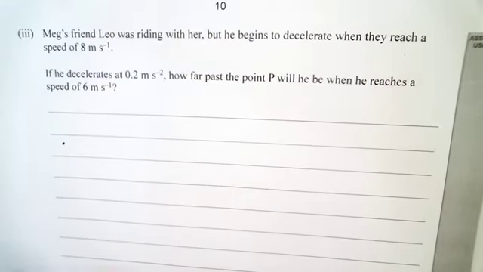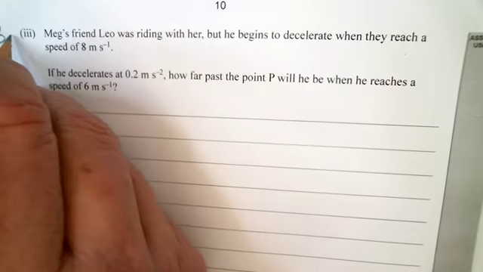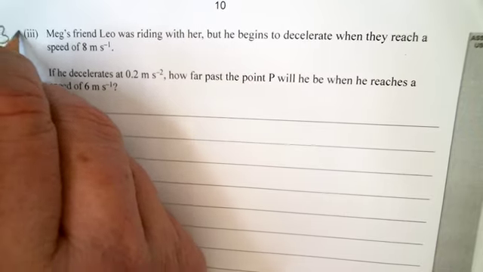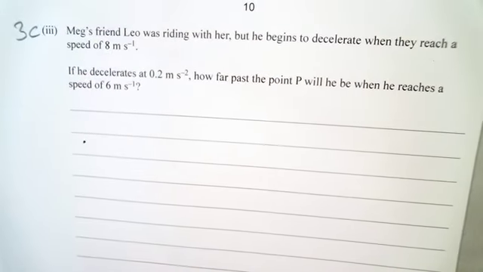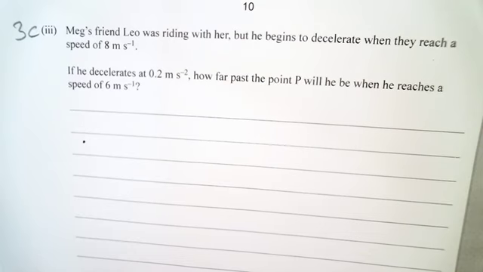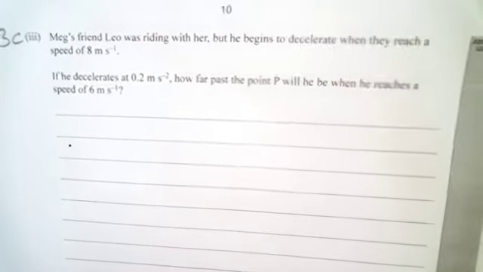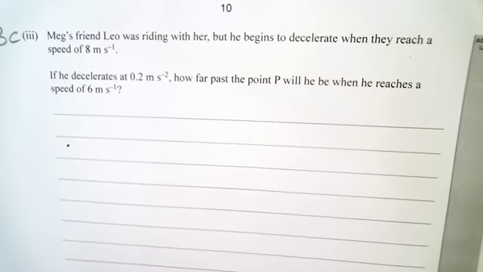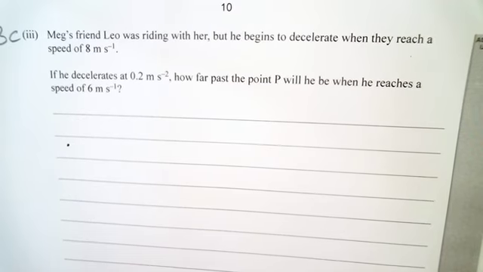All right, question. This is 3C part 3. It says Meg's friend Leo is riding with her, but he begins to decelerate when they reach a speed of 8 meters per second. If he decelerates at 0.2 meters per second squared, how far past the point P will he be when he reaches a speed of 6 meters per second?